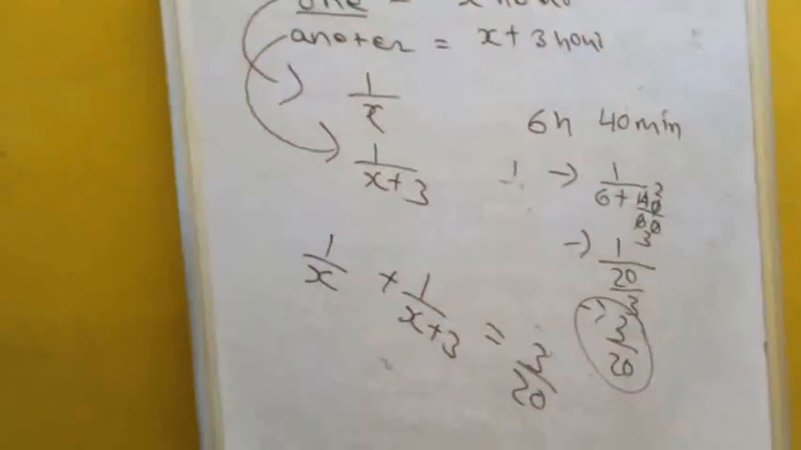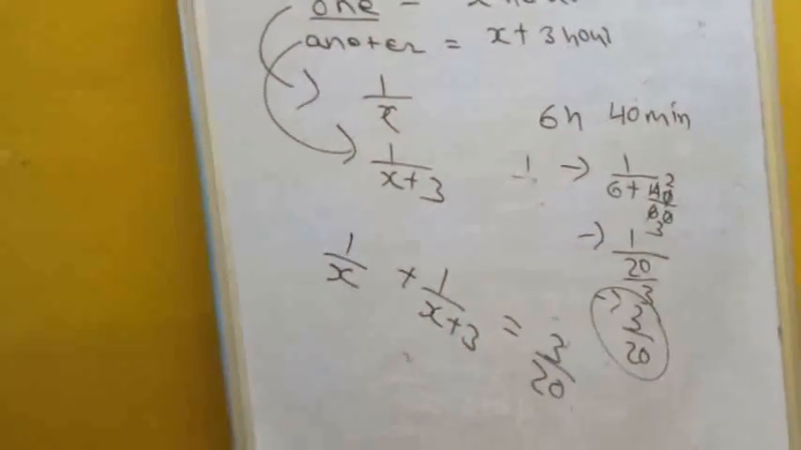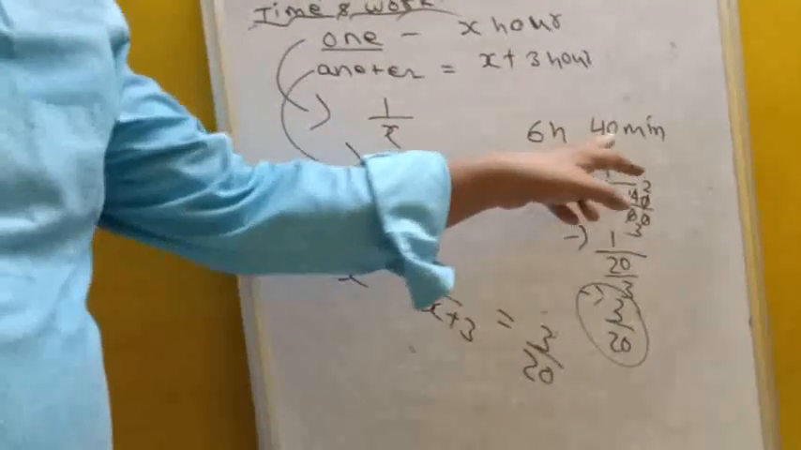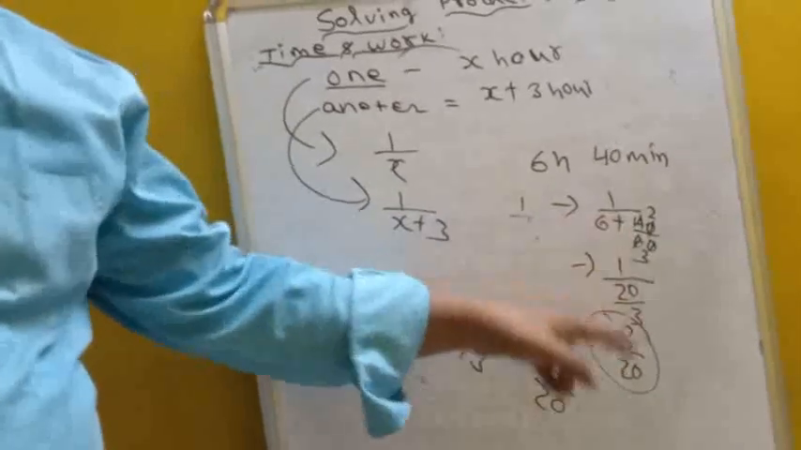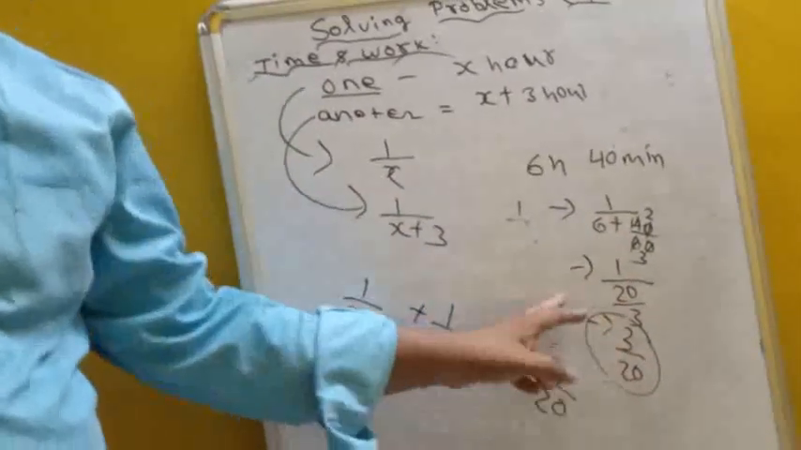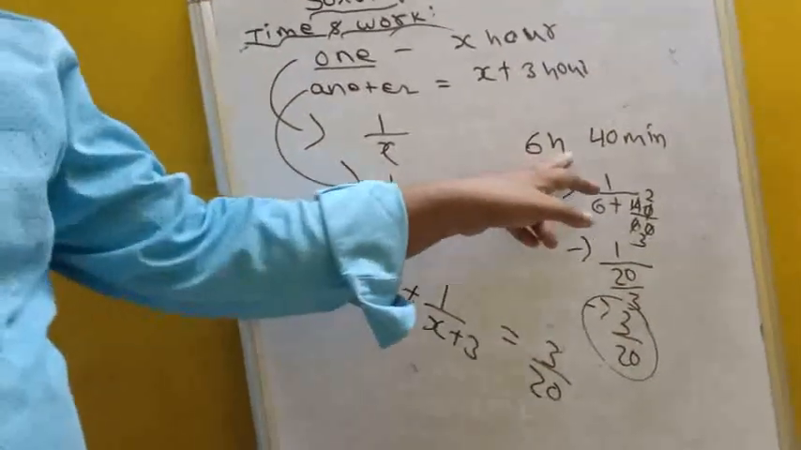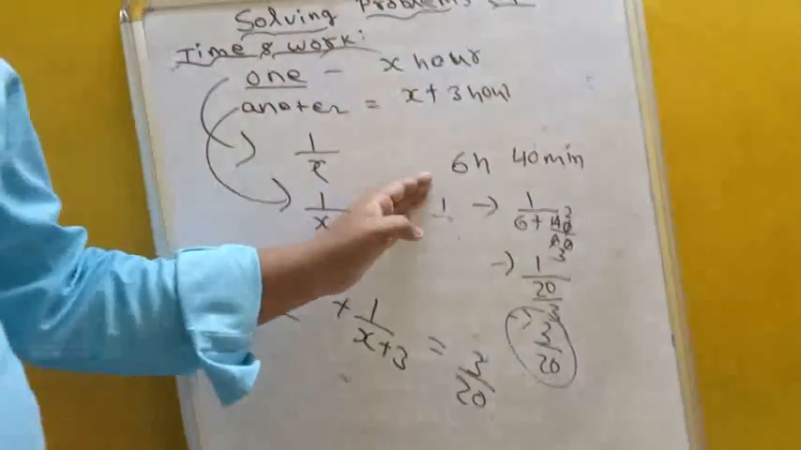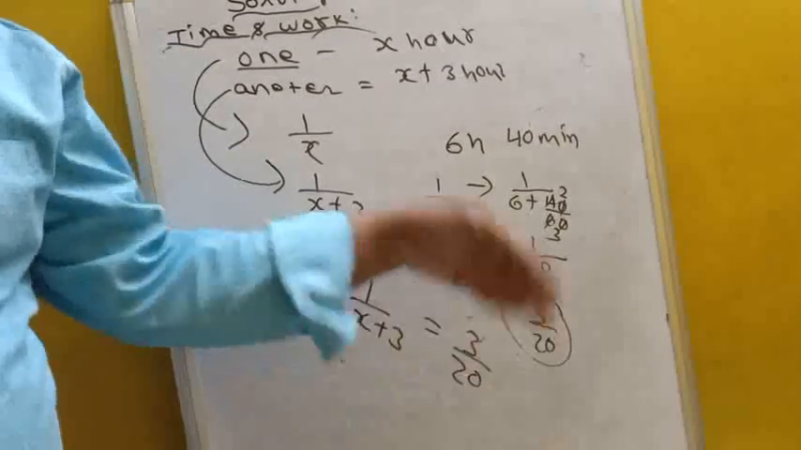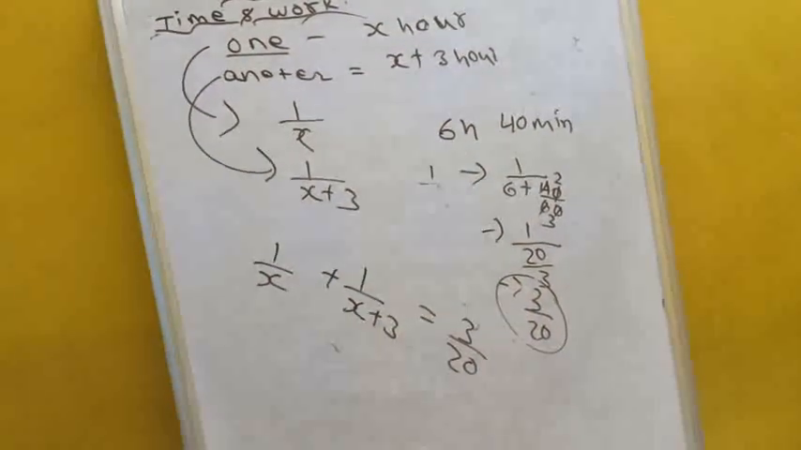Sometimes some students take x minus 3, it's okay, the answer will come. But remember, you have to convert this 40 minutes into hours. After that, you take the reciprocal. Reciprocal is a must, because they take 6 hours 40 minutes to complete the work. So in 1 hour, how much part can they do? 3 by 20 part. Clear?